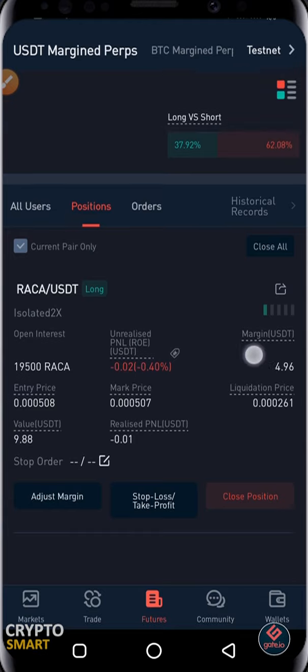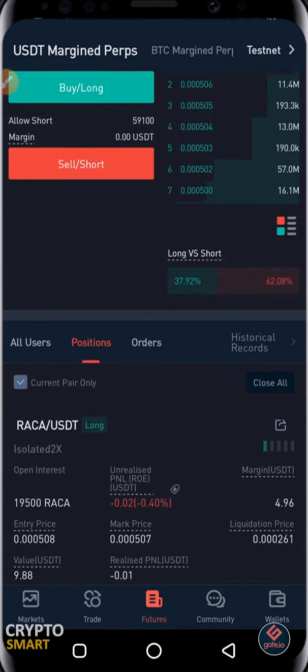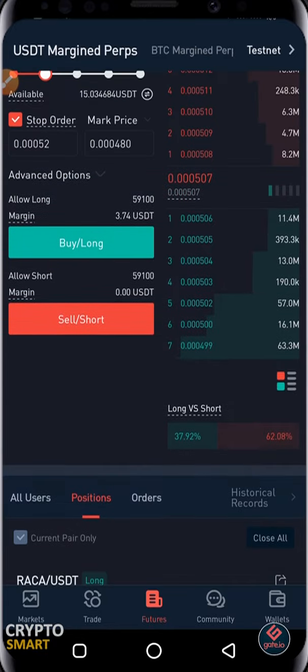So this is the little about how to trade futures on your smartphone.